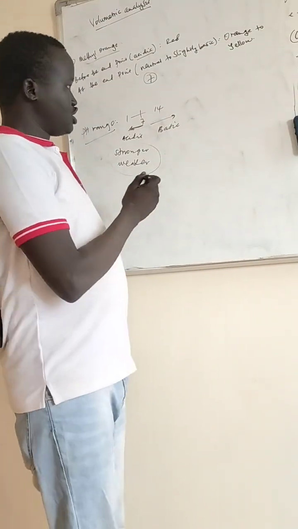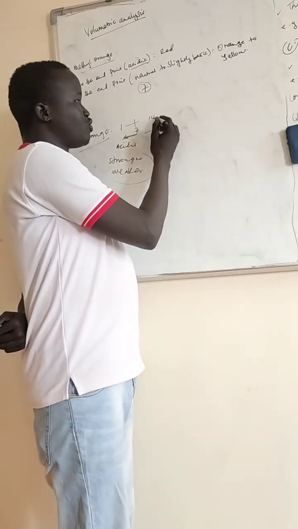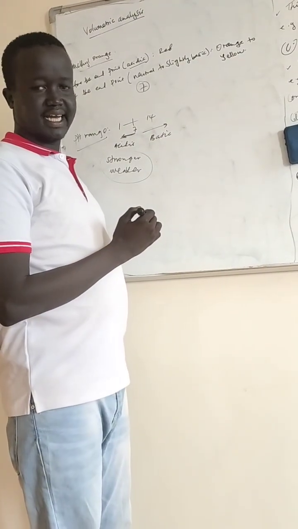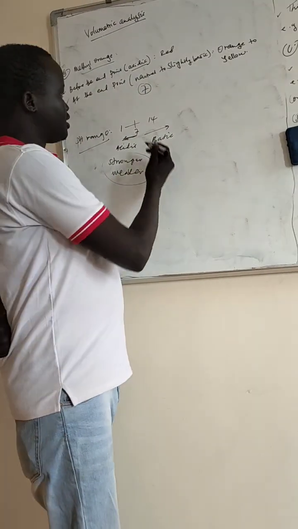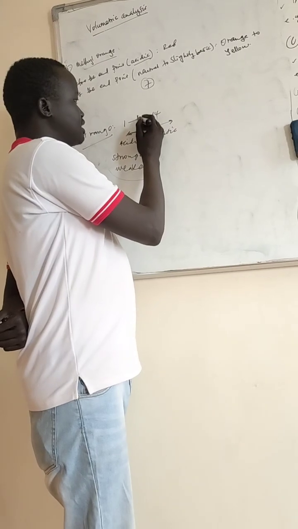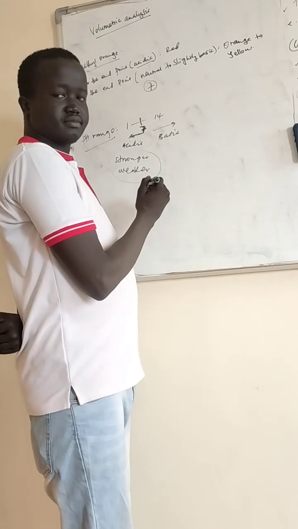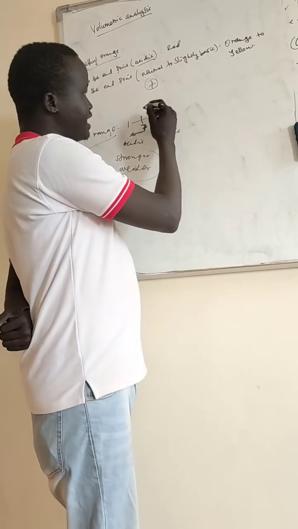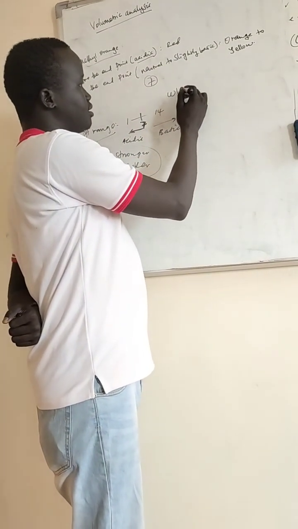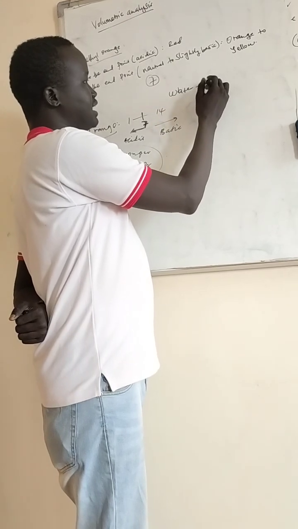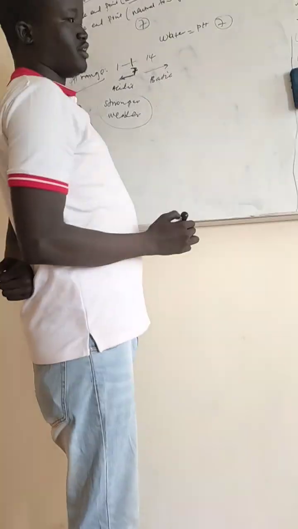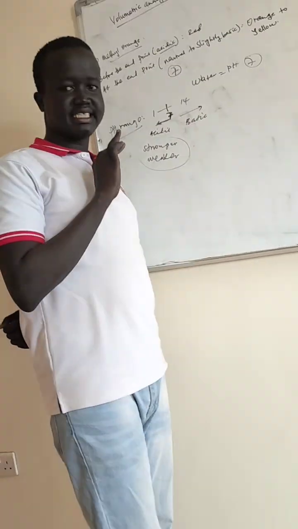pH range is always from 1 to 14. Now, a pH equal to 7 is always the neutral point. This is the exact pH of water. Water has a pH of 7 because it is the neutral point. Yes, water is neutral, neither acidic nor basic.